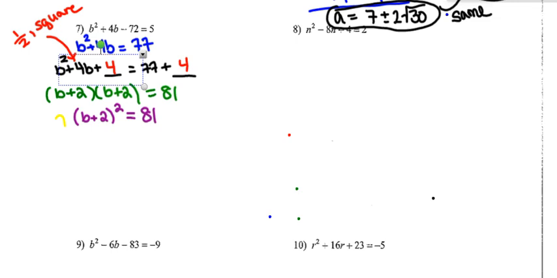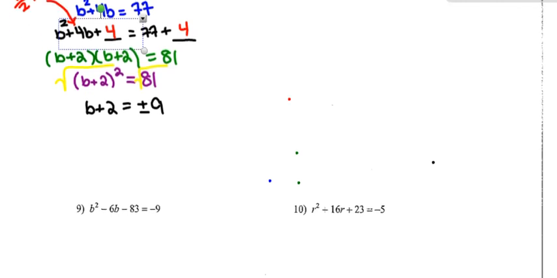I'm going to square root both sides. So I end up with b plus 2 equals plus or minus. Oh, and this is cool because the square root of 81 is 9. So this is a nice instance when I can fully simplify that square root and the radicals completely take off out of the problem.